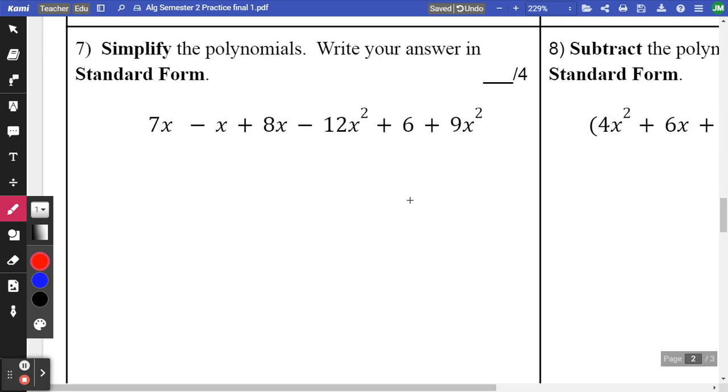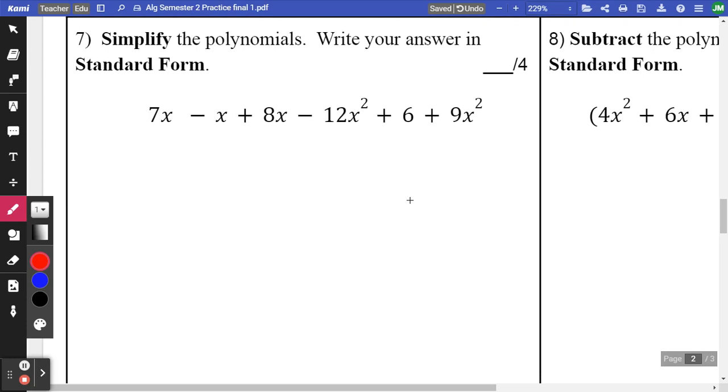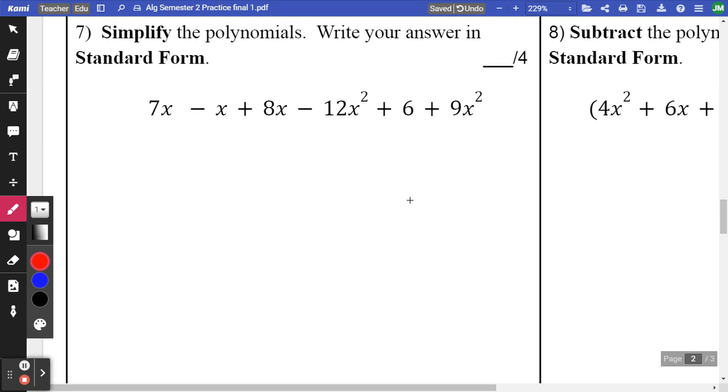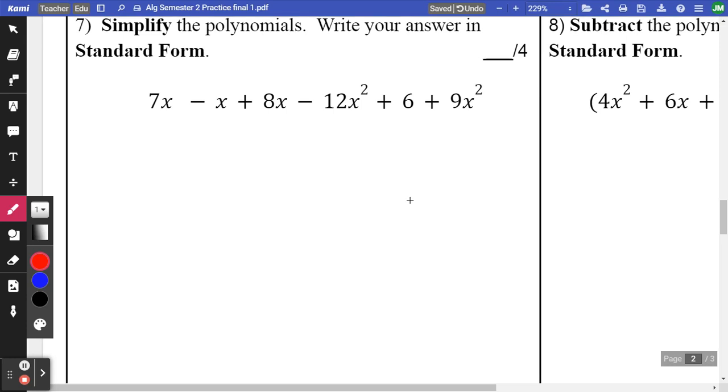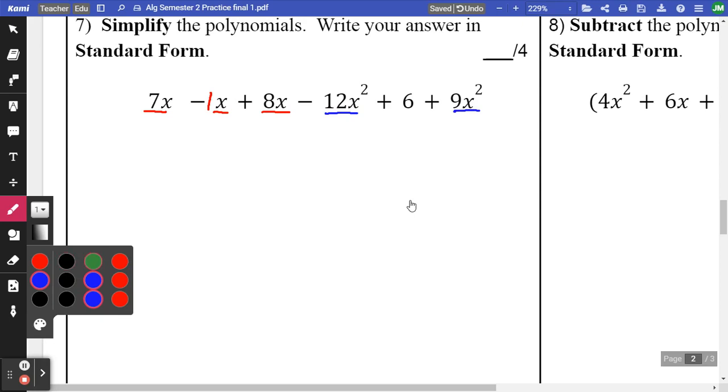All right, number 7, simplify the polynomials, and we're going to write our answer in standard form. So first we need to simplify by adding everything that's a like term. So I'm going to use color here and say we have x terms here, here, and here. This is minus 1x. We have x squared terms here and here. And we have number terms here.